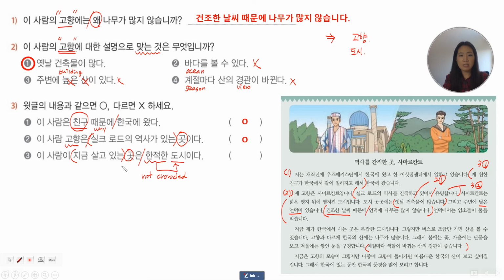And 이 사람이 지금 살고 있는 곳은 한적한 도시이다. The city where this person is living, it's quiet place. So 지금 살고 있는 곳, third paragraph. 자, 지금 한국에서 사는 곳은 복잡한 도시입니다. 한적한 도시입니다. 복잡한 도시입니다. Which is opposite words. Right? So the answer is X.